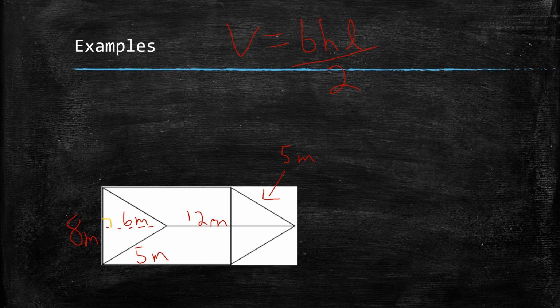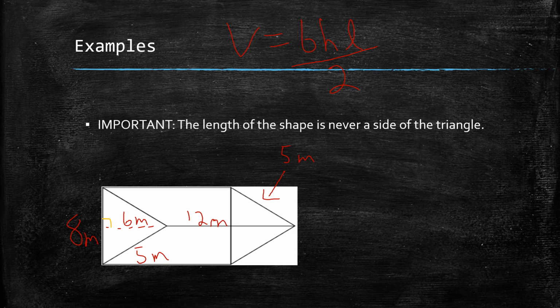Okay, so one thing to remember, it is very important that the length of the shape when you're writing out your numbers is not a side of the triangle. Okay, so I have 5 numbers in this problem, but according to your formula, you can only use 3 of them. I do know I have to divide by 2 somewhere in the problem.